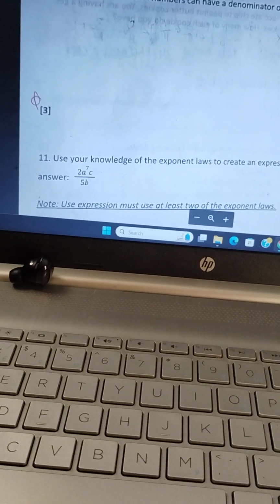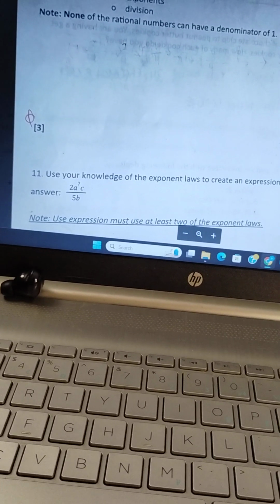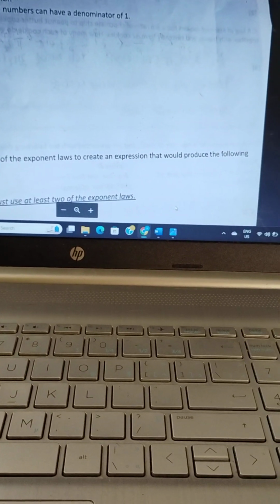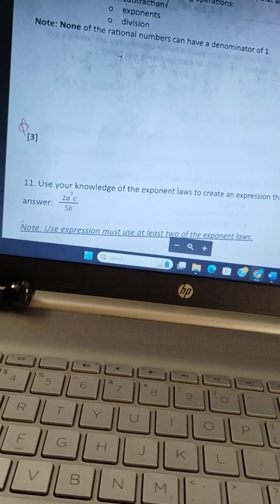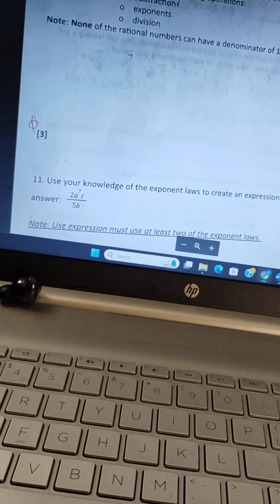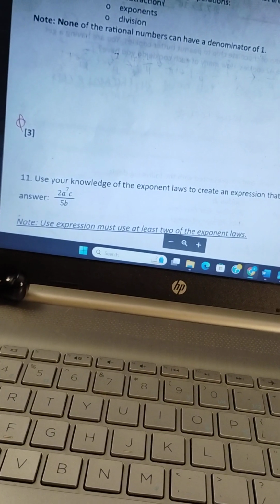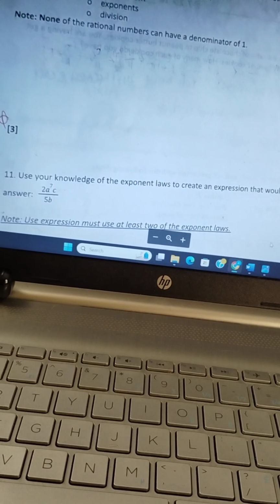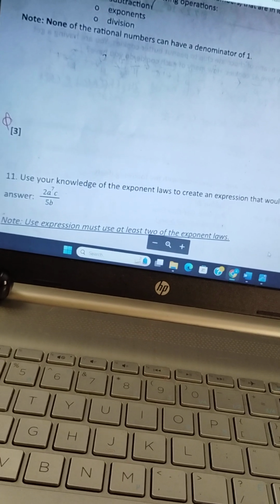Okay, so for number 11, it says use your knowledge of the exponent laws to create an expression that would produce the following answer: 2a to the 7th power c over 5b. It says note, use expression. The expression itself must have at least 2 of the exponent laws.